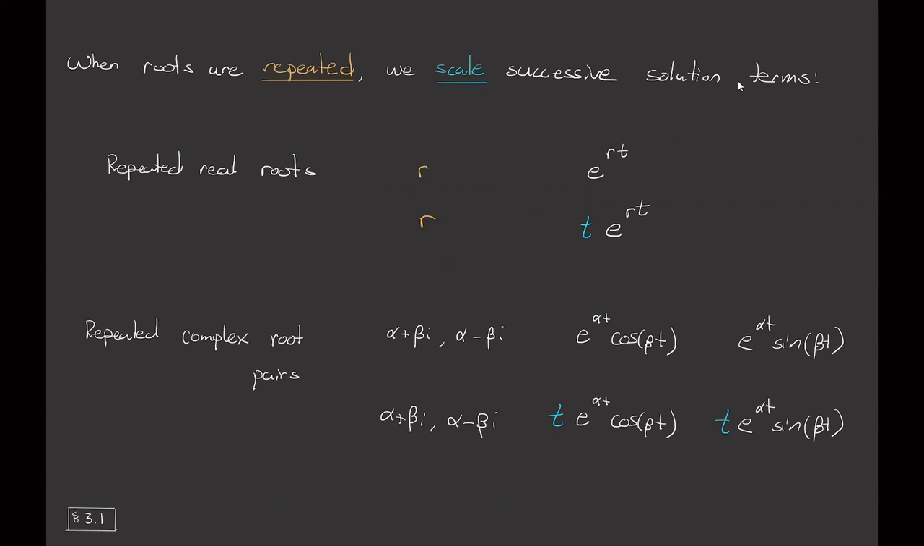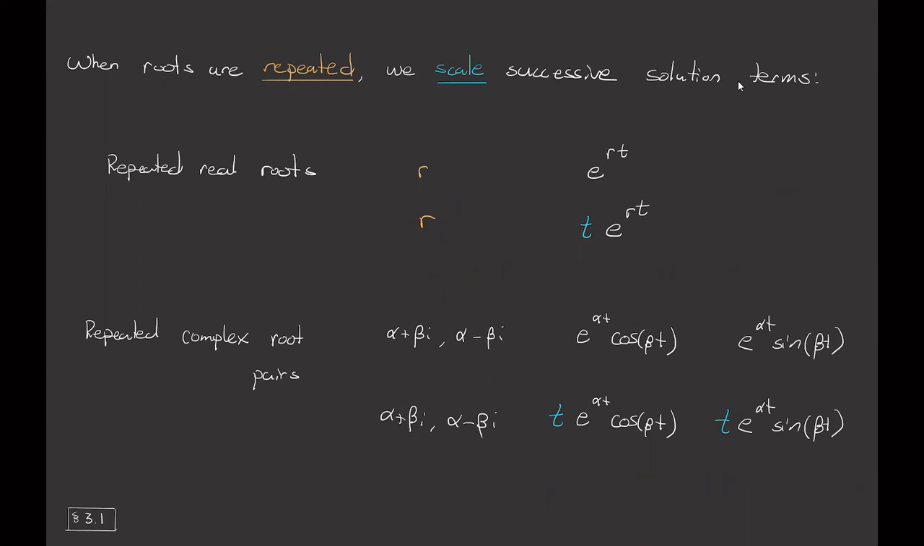So if a root is repeated, we do what I'm calling scaling. And what that means is if we had r, a solution term would be e to the rt. If we had r again, there would be something redundant about just writing e to the rt again. So what we do to get a term that's, quote unquote, different is what I'm calling scaling for now. We multiply by the independent variable just in front.